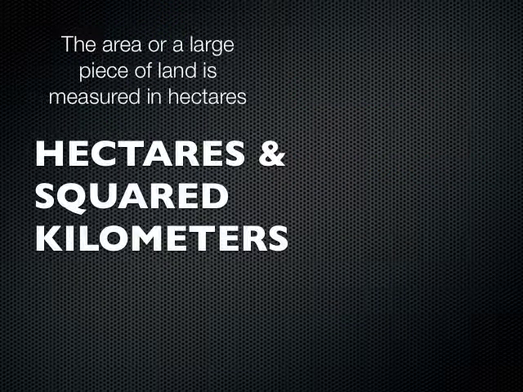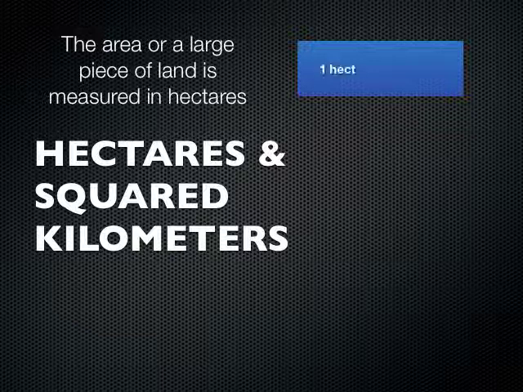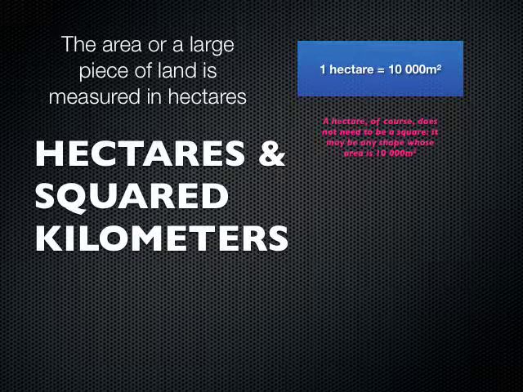Finally, since we've been talking about fields and large areas, I'd like to have a look at hectares and squared kilometers. The area of a large piece of land is measured in hectares. And a hectare is the same as 10,000 meters squared. A hectare, of course, does not need to be a square. It may be any shape whose area is 10,000 meters squared.